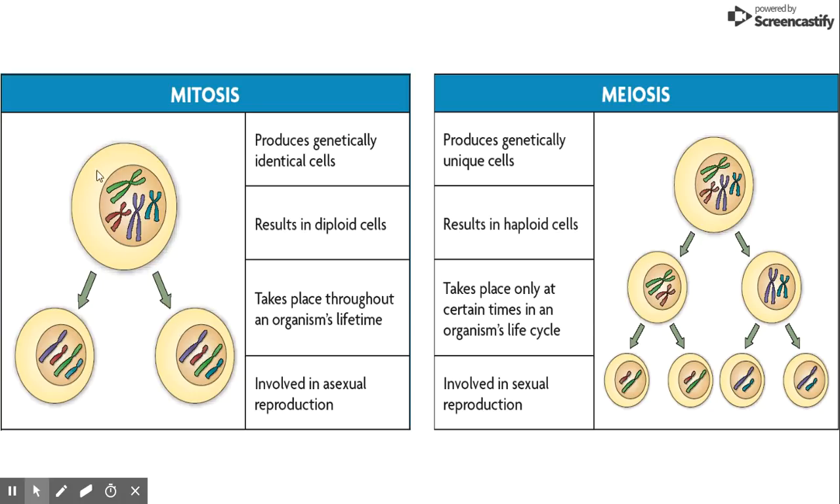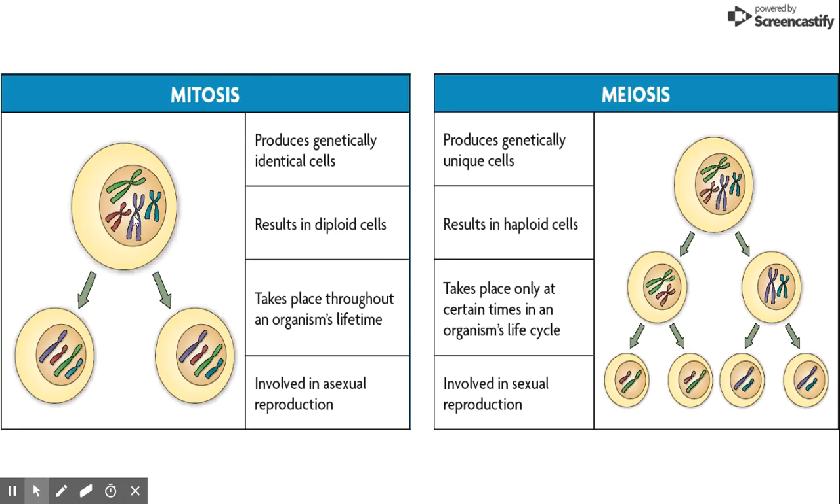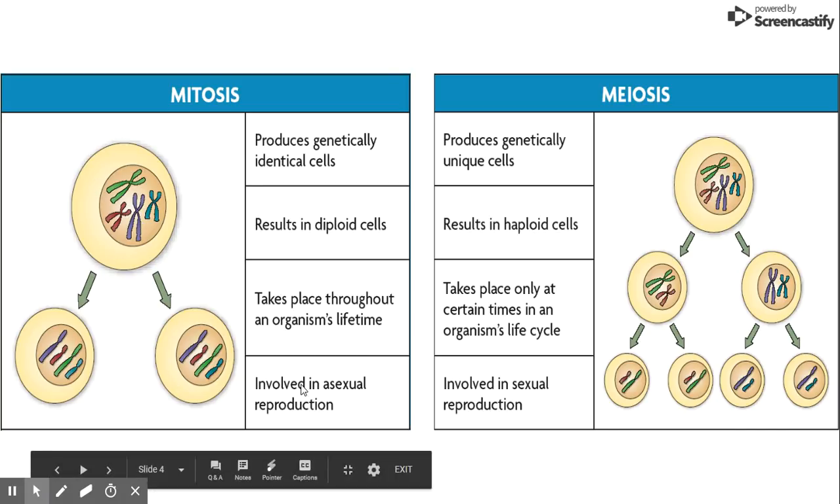Now remember, this cell is showing a cell that's already gone through DNA replication. That DNA replication is what gives us this X-shaped chromosome rather than this bar. Mitosis takes place throughout the organism's lifetime. That means this happens all throughout an organism's life. There's no certain period where this doesn't happen. And this is the process that we see used in asexual reproduction.